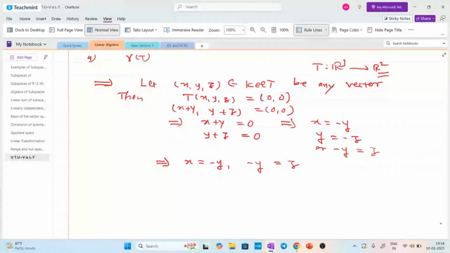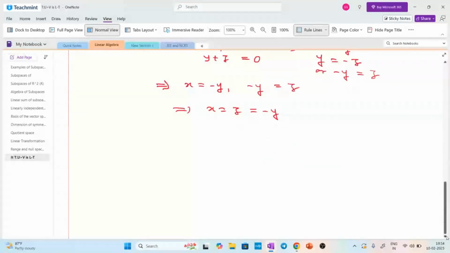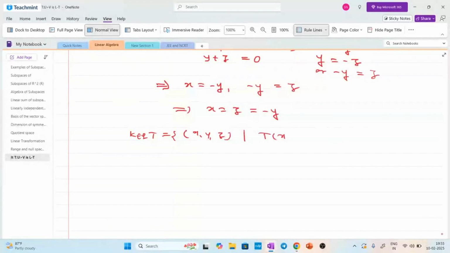Can we reply here: x is equal to minus y, but minus y is z, so x is equal to z, and z is equal to minus y. Okay, what is the condition we get: x is equal to z, z is equal to minus y. We get one relation. I put it inside kernel of T. Kernel of T contains x y z such that, by using the definition, T of x y z is equal to 0, 0.